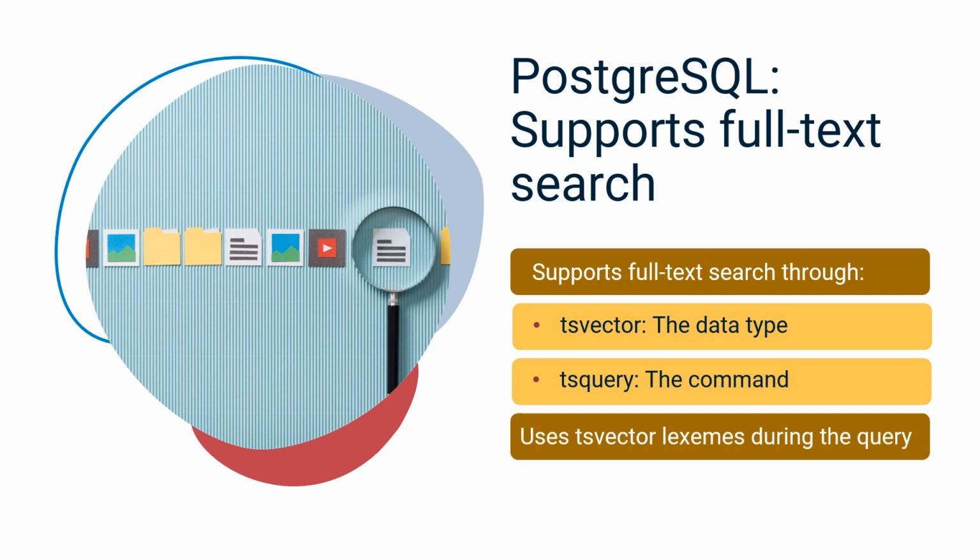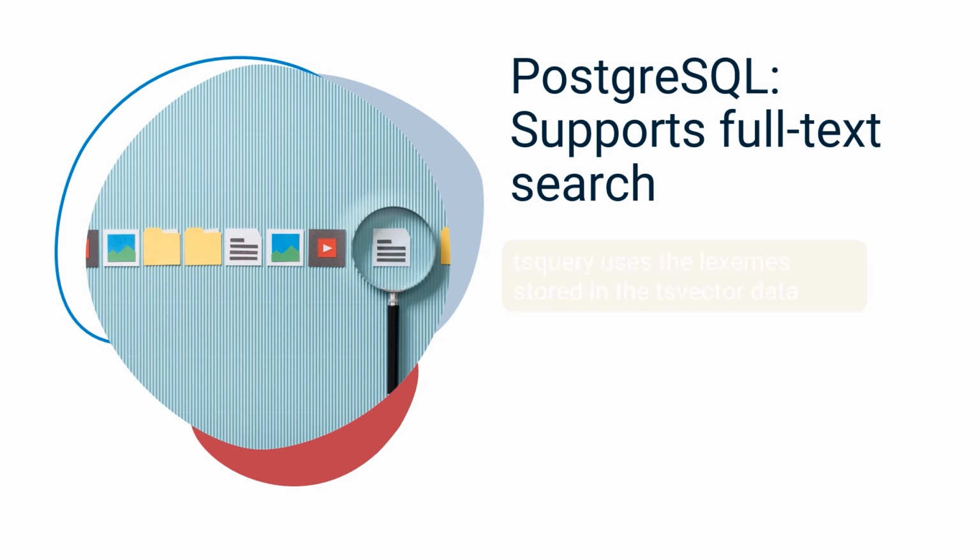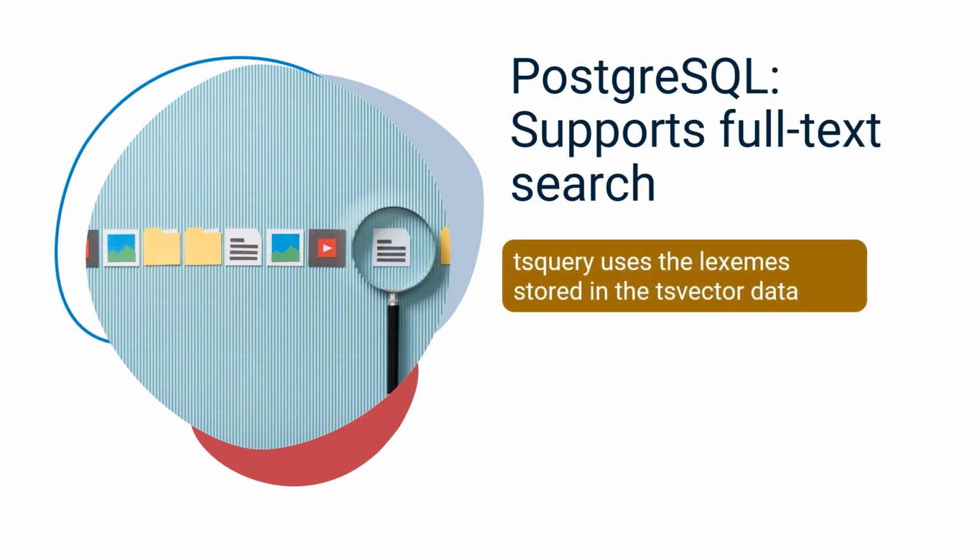Full-text search is the activity of searching through a collection of natural language documents to locate those documents that best match a query. As part of the TS query, TS vector applies lexemes to locate similar words during the query process. Performing a full-text search using TS query differs from the regex search, because while regex search uses pattern matching, TS query uses the lexemes stored in the TS vector data item.